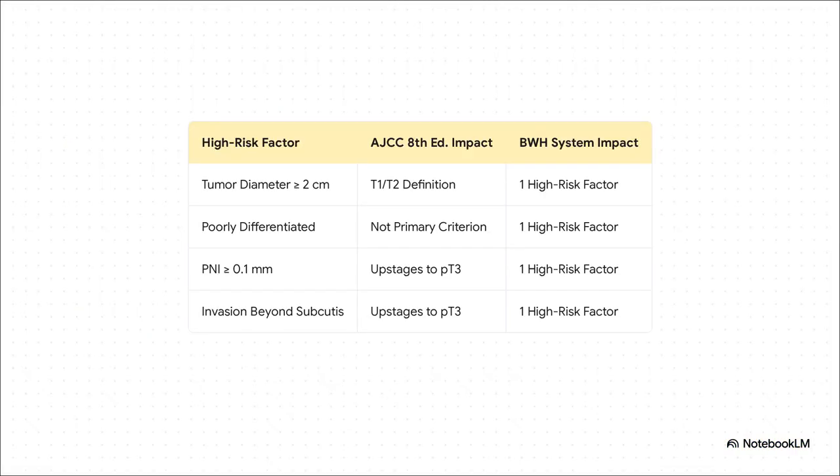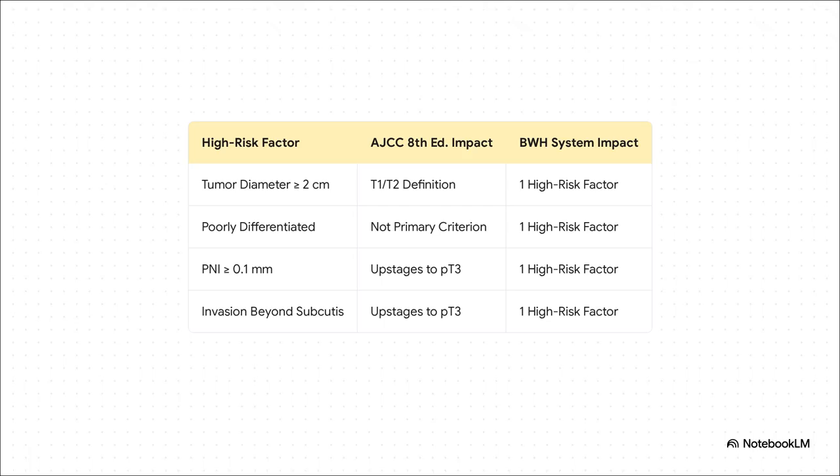This is so interesting. You can see how the two systems are looking at the exact same features, but using them in different ways. BWH just counts up 4 high-risk factors. If you have 0, you're a T1. If you have 1, you're T2a. 2 or 3, now you're T2b. It's a totally different way of stratifying risk, and it's powerful.